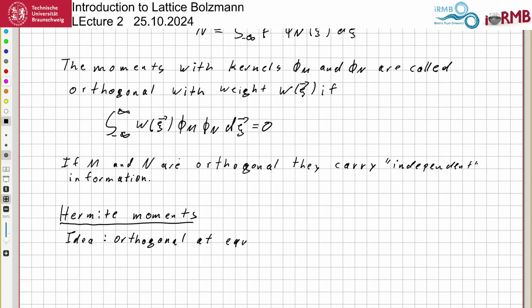Orthogonal at equilibrium. So the idea here is that the weight function is the equilibrium. So with this, you can separate information in distributions that are in equilibrium. Yeah? The problem is, when you are already in equilibrium, you already know what information there actually is.